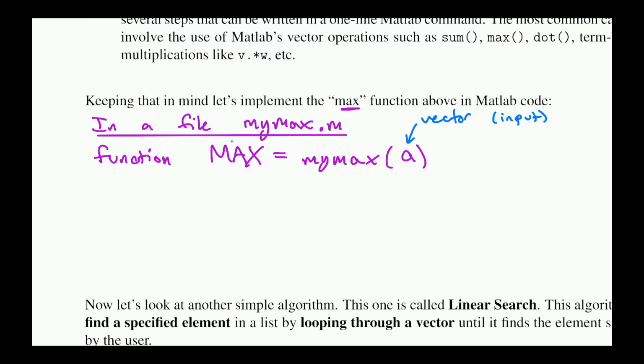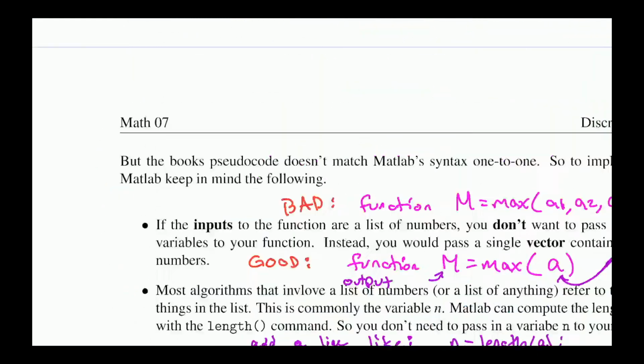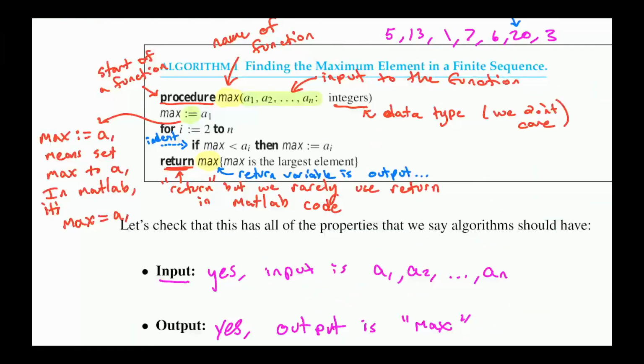And the maximum here, that is where the output goes. And this is the name of the function. Okay. So that's how we start. Function max equals mymax.a. All right, let's continue on. Now from here on, we should basically just be copying the pseudocode.